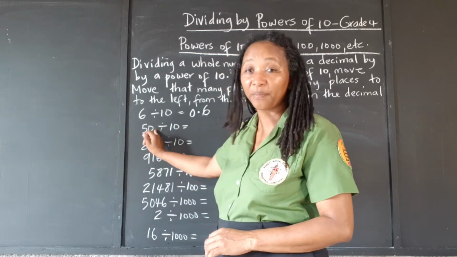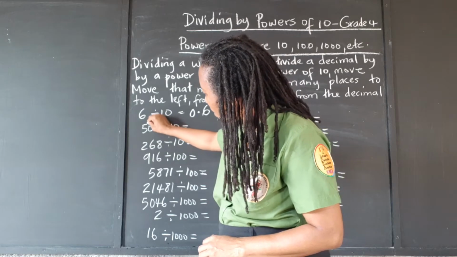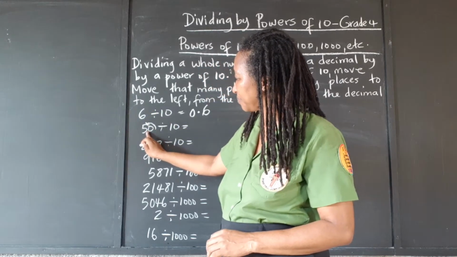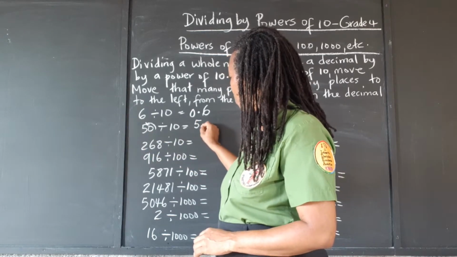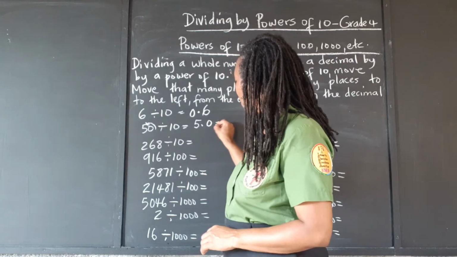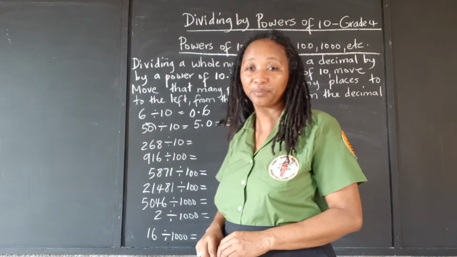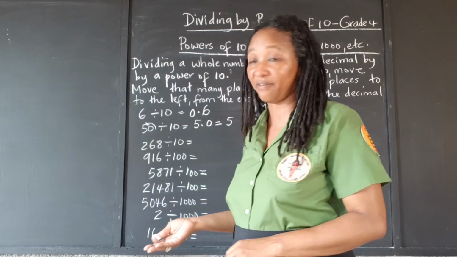Again, we start from the end and we're moving one place. It's going to take it here. So that's going to be 5.0. Remember we said 5.0 is just 5. So 50 divided by 10 is 5.